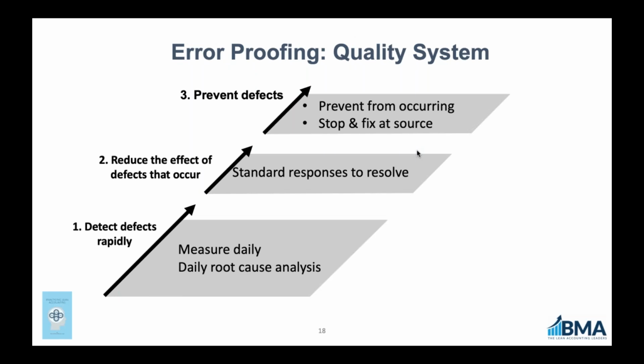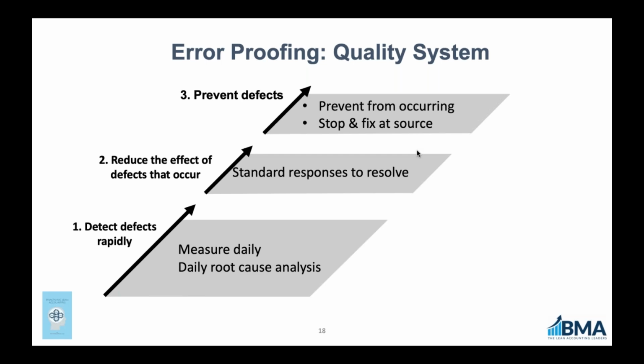So there's 3 steps to error proofing. Number 1 is be able to detect, it's a tongue twister, be able to detect defects rapidly. So measure defects on a daily basis. And on a daily basis, try to get a basic understanding of what the cause is. Okay, we know that this is wrong, but why do we think it occurred? Okay, get this in place.